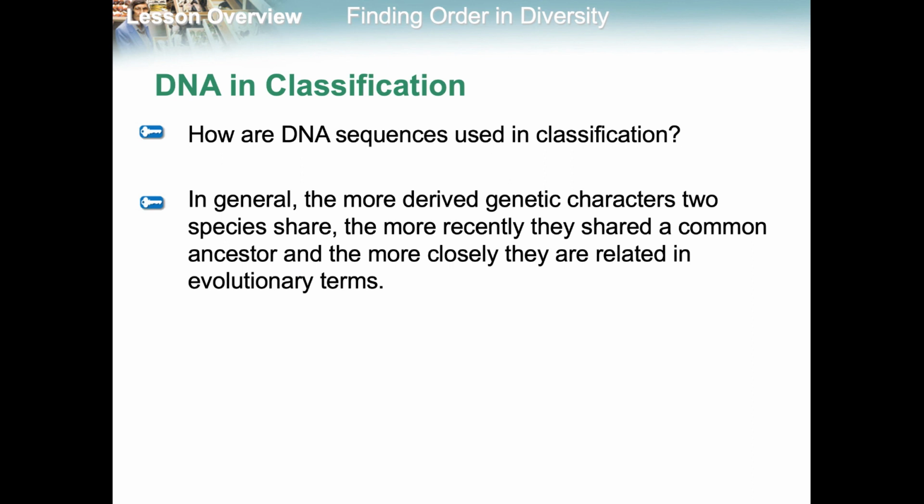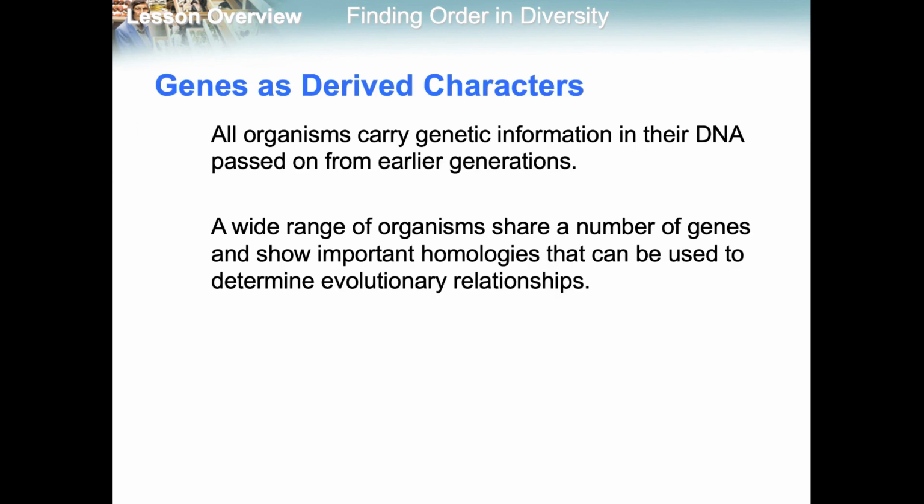So DNA sequences are also used in classification. In general, the more derived characteristics two species share, the more recently they shared a common ancestor and the more closely they are related. So the more DNA they have that's similar, like the whole conversation about us being 50% similar to bananas. We share a common ancestor, but it's kind of distant, like super distant.